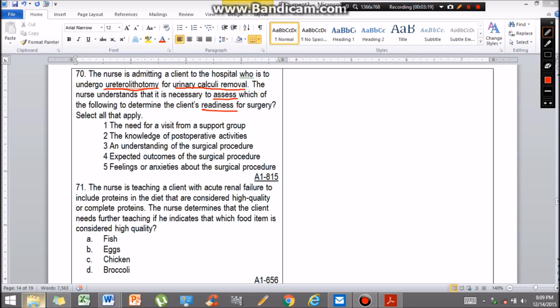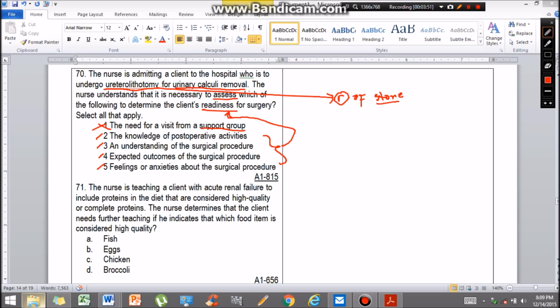Answer here would be 2, 3, 4, and 5. All of these are parameters to assess readiness except 1. Why? Support group is not really important because the client will only undergo ureterolithotomy, which is simply the removal of your kidney stone. So this is just a simple removal of stone. There's no need for a support group.